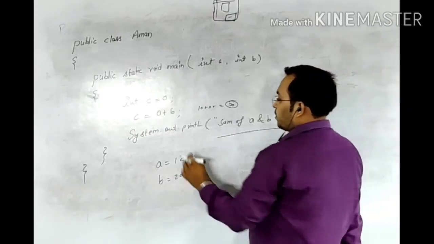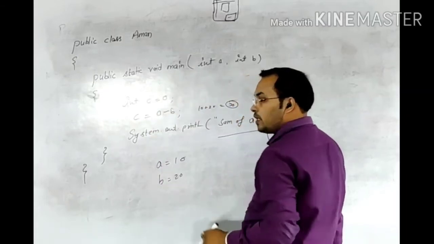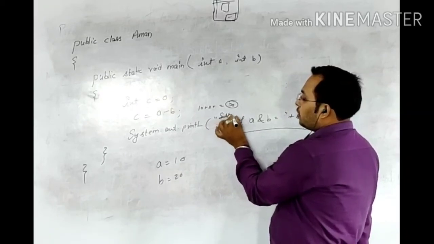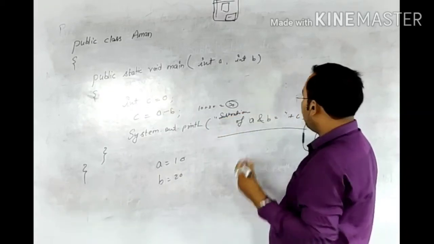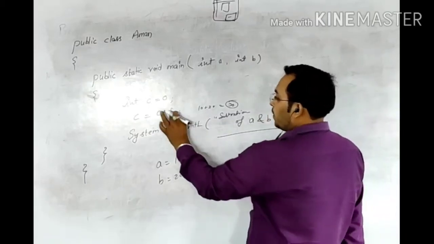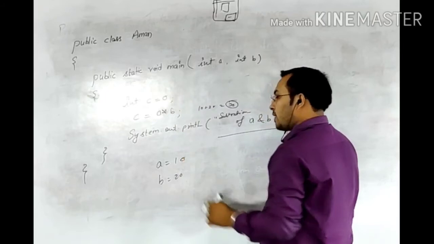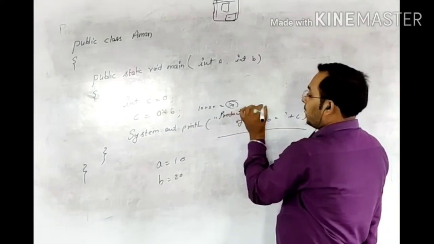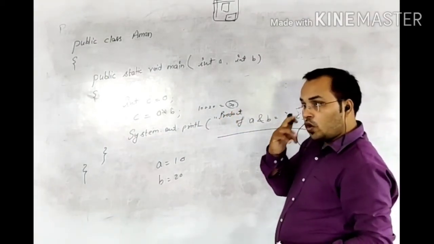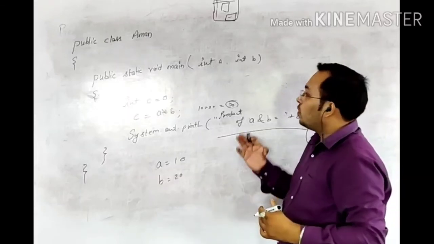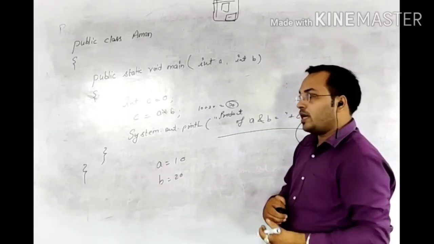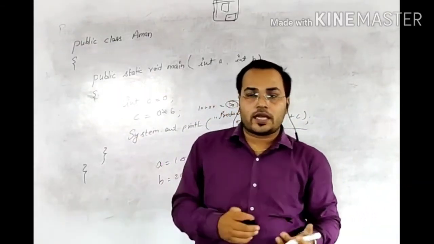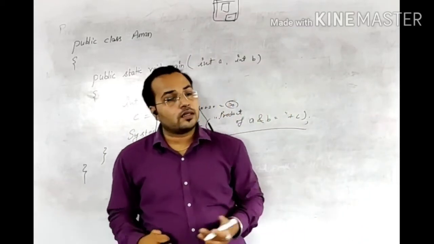Suppose you want to do the subtraction, then in place of addition you will just write minus, and here write subtraction of a and b is equals to plus c. Suppose you want to do multiplication, in that case just change the sign, and here you write the statement product of a and b. To solve this problem, you should see this video many times, and after seeing this video you will learn how to make a program.